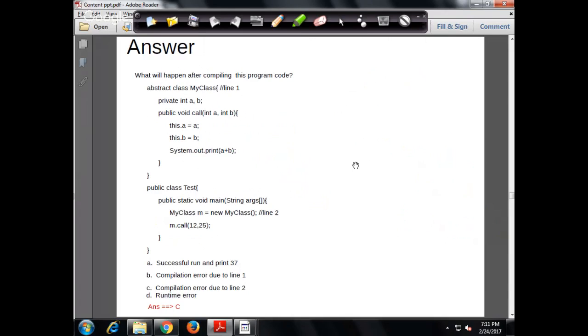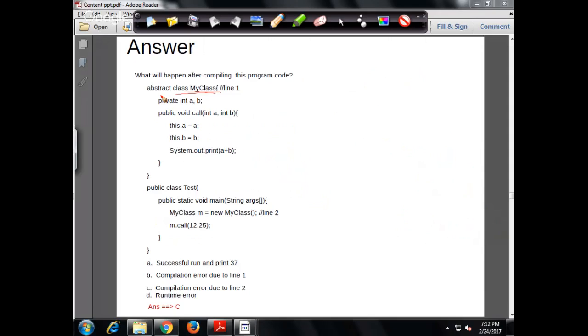Right, this is pretty easy. If you see from the tip that I have given that abstract classes cannot be instantiated, the first thing you process is that my class is an abstract class. That was line 1, right? It's an abstract class that is declared. The declaration is correct. Therefore, the option cannot be B, which says compilation error will happen at line 1. No, the compilation error will not happen at line 1 because this declaration is correct.